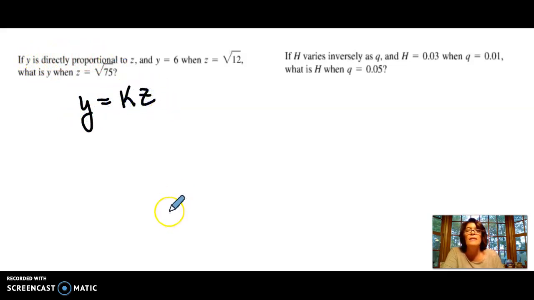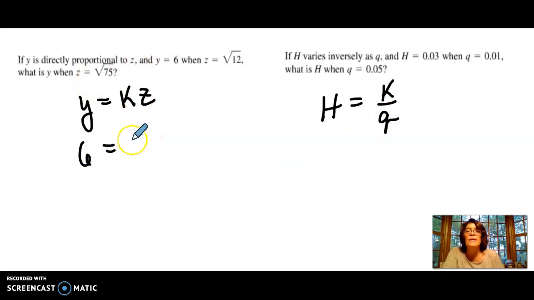Y equals some constant times z. Okay, here h varies inversely as q. I'm going to write k over q. Okay, y is 6 when z is the square root of 12. What is y? Well, I don't know. Let me figure this out.